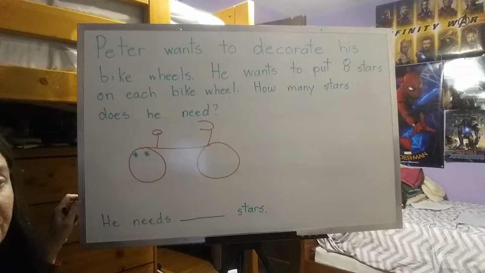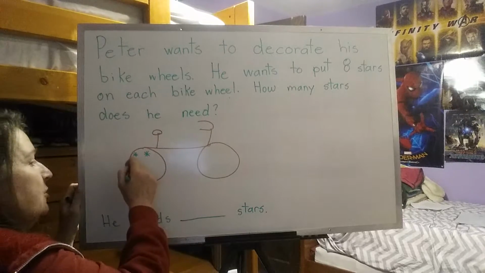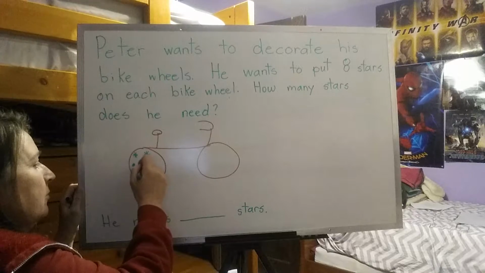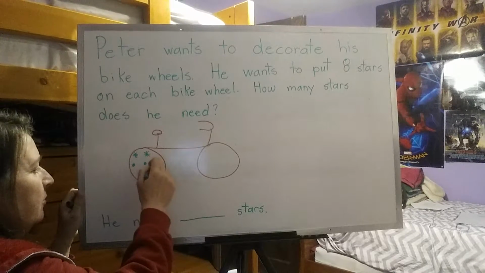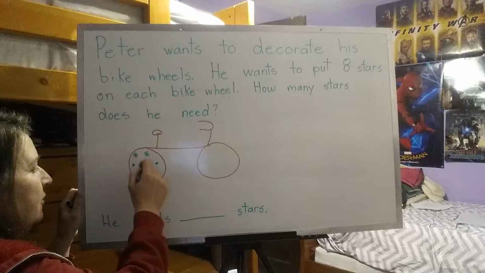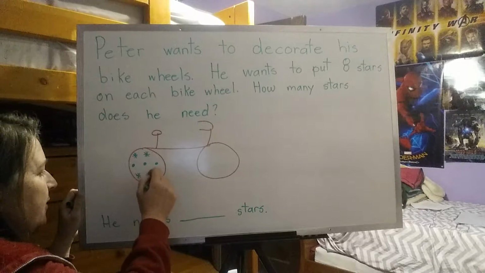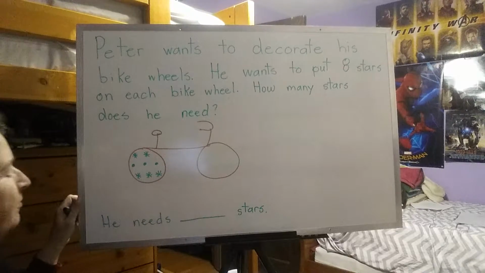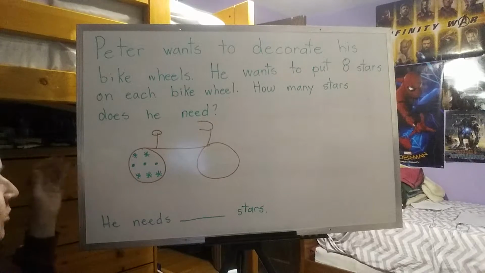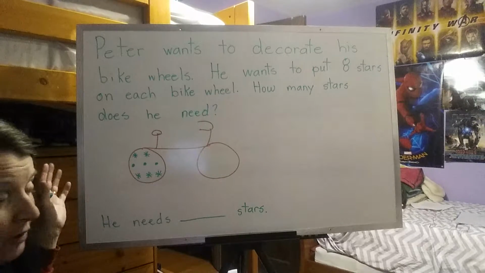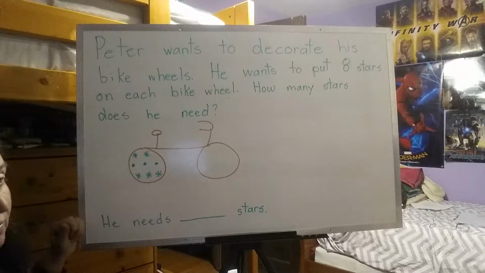And if stars are hard for you to draw, they don't have to be stars. You could make circles instead. We need 8 of them on each wheel. 1, 2, 3, 4, 5, 6, 7. There's 8 on that wheel. Some of them are circles, but that's just an example to show you that if you find stars hard to draw, it doesn't mean you can't do the math question. It doesn't matter if they're 8 stars or 8 circles.